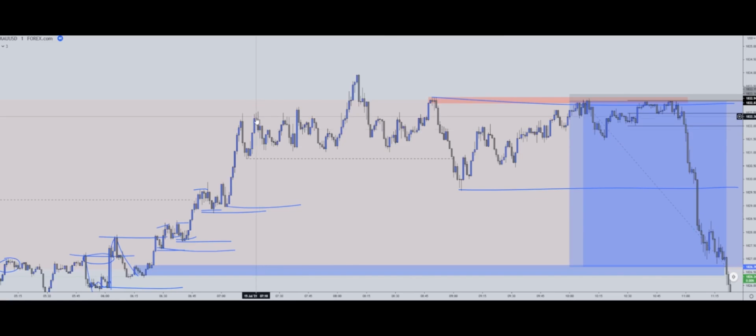I don't look to, like I say here, we don't need to mark up every price point. So as you can see, I didn't start marking this up. I didn't see this as a buying climax.